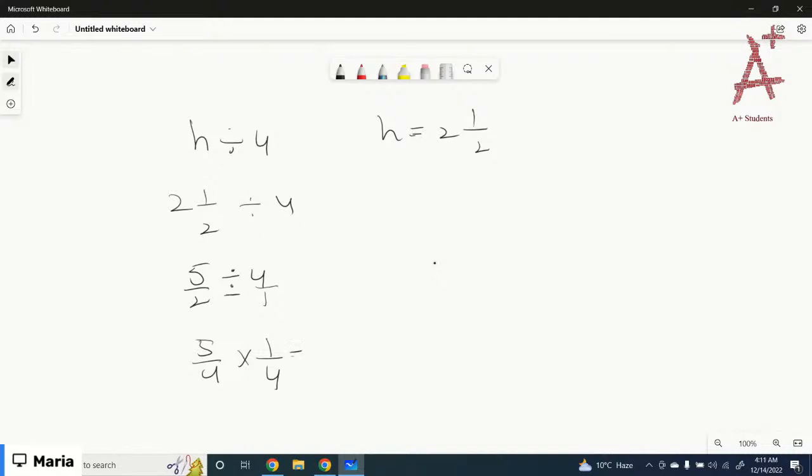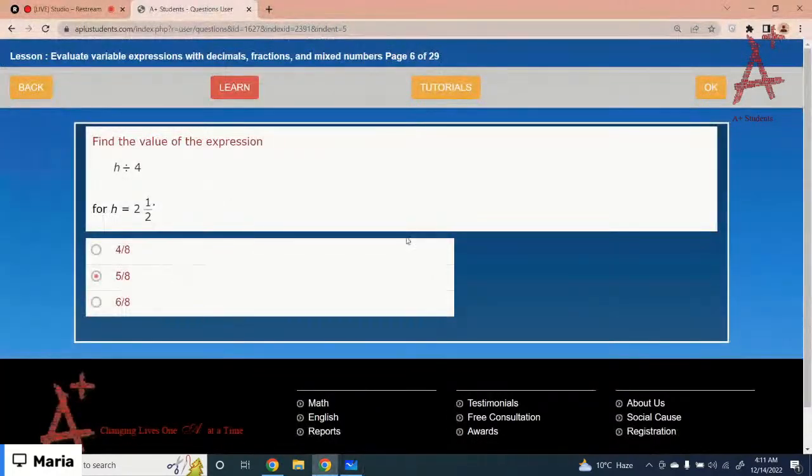So it would be numerator times numerator and denominator times denominator. 5 times 1 is 5 and 2 times 4 is 8, sorry, 2 not 4. It would be 5 over 8. Got it? So the correct option is 5 over 8. Just select the correct option and click on the OK button.